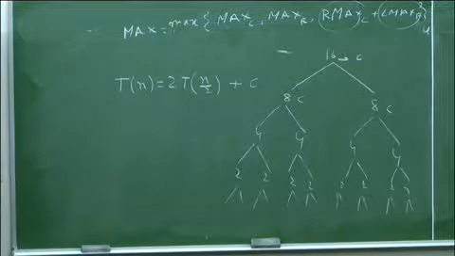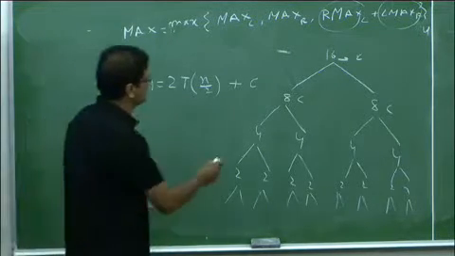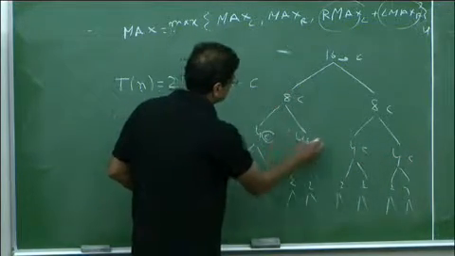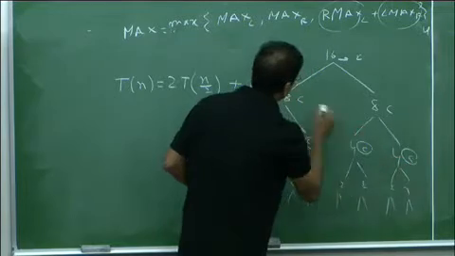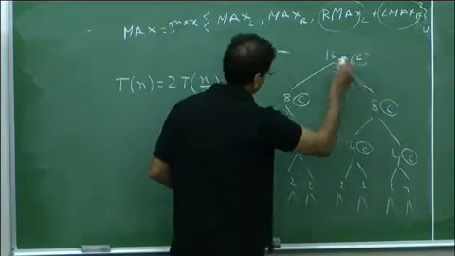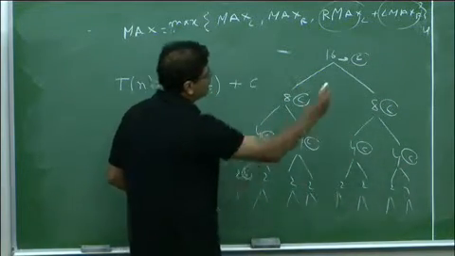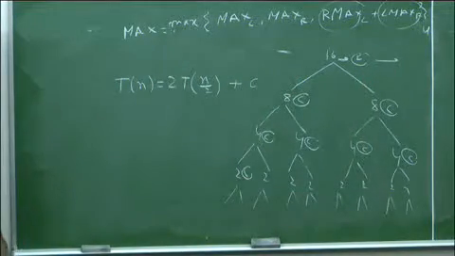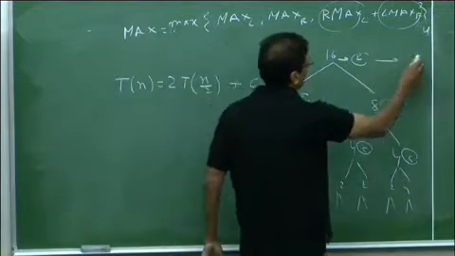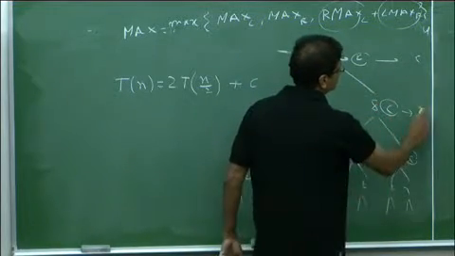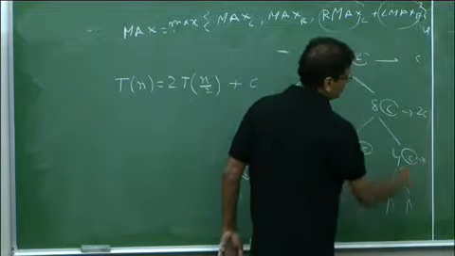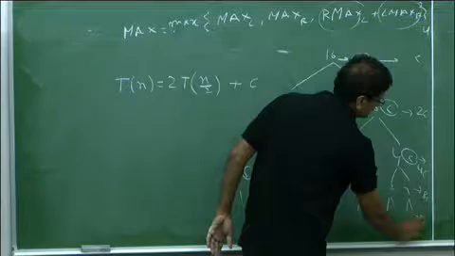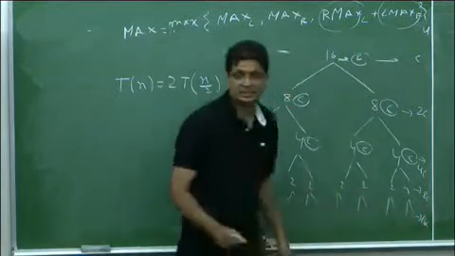So, now let us compute the total time. Each of these is taking c amount of time. I will circle them so that you do not confuse and say this is 8c, this is actually all c's. So, how much time am I spending at this level? c. How much time am I doing at the next level? 2c. At the next level? 4c. At the next level? 8c. And the last level in this case will be 16c.